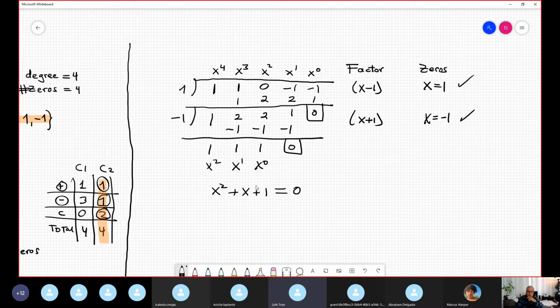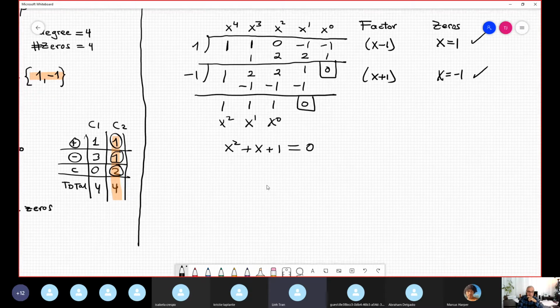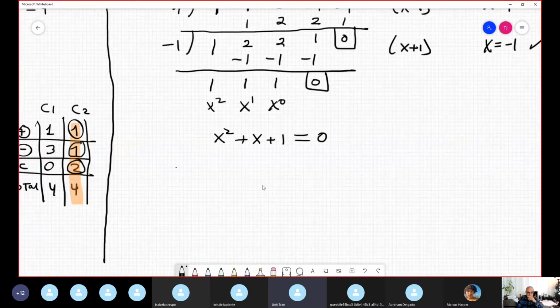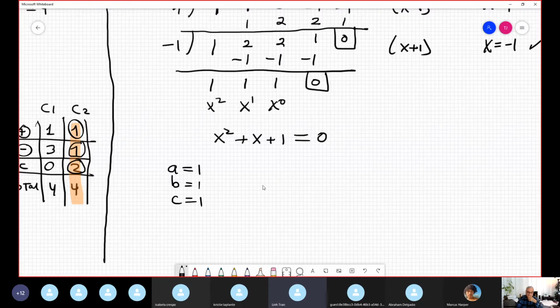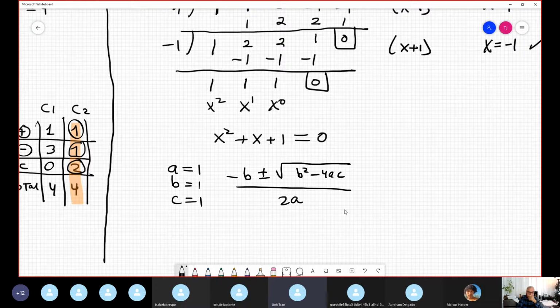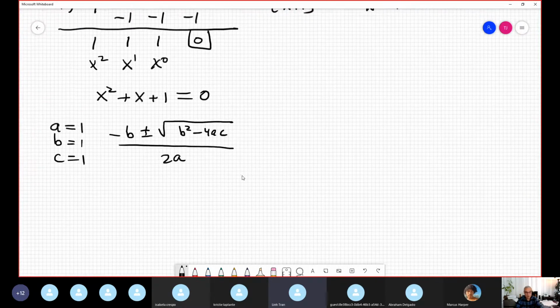Let's do it quickly. A is 1. B is 1 and C is 1. I want to copy again the quadratic formula: negative b plus or minus the square root of b squared minus 4ac, divided by 2a. Es 1. Wow, everything is 1. Entonces es negative 1 plus or minus the square root of 1 squared minus 4 times 1 times 1, divided by 2 times 1.